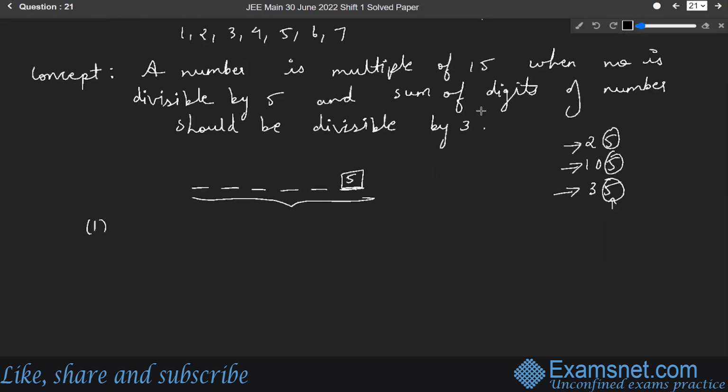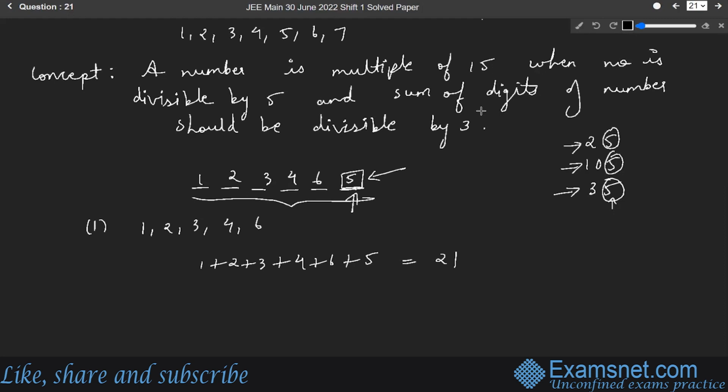So the first case can be 1, 2, 3, 4, and 6. When we place 1, 2, 3, 4, and 6, then the sum of all these values is a number that is divisible by 3. Let us do the sum: 1 plus 2 plus 3 plus 4 plus 6 plus 5 is equal to 21, and we know that 21 is divisible by 3, right? But one thing is clear, that the unit place consists of 5 and there is no repetition of digits. That is why we cannot take 5 in the remaining 5 places.